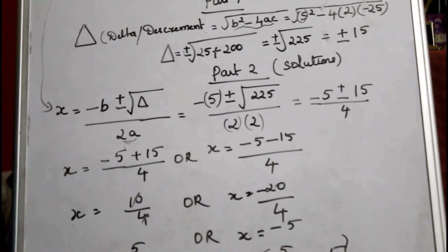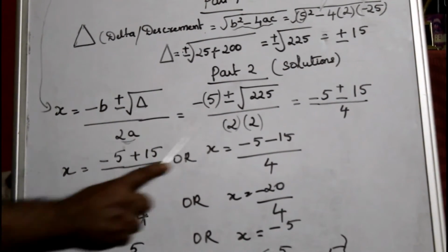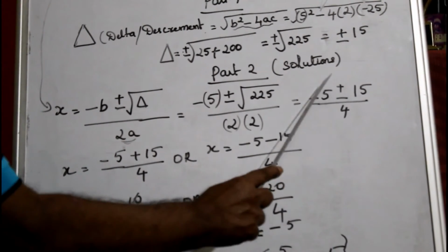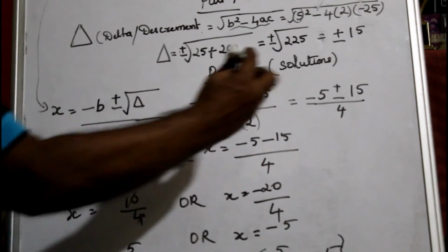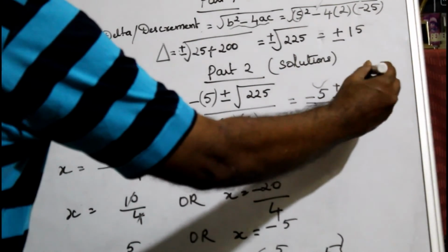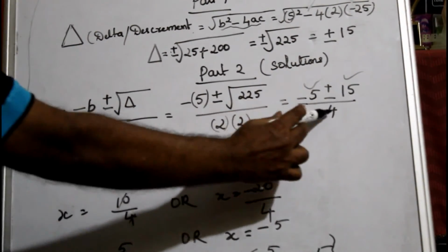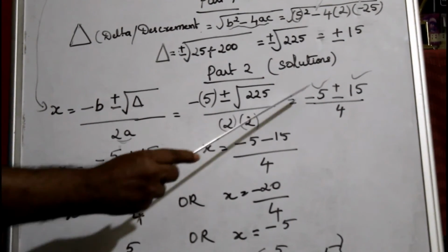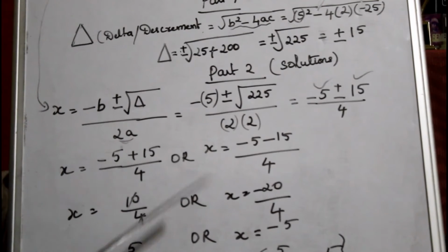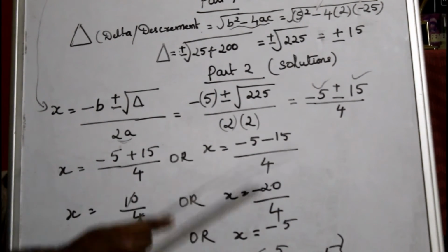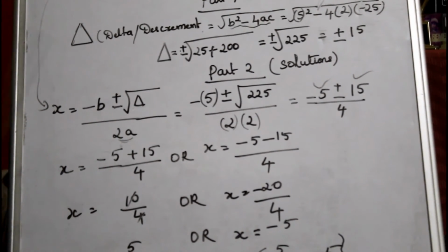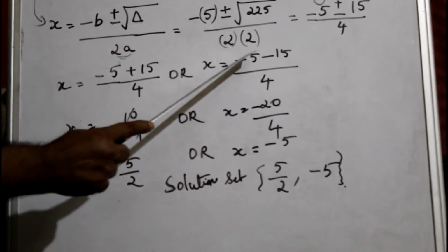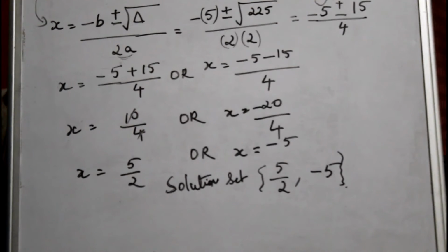2 into 2 is 4. So now what happens? x is equal to, it splits as minus 5 plus 15. This 4 is common to both these numbers, so 4 must be written in the middle. So x is equal to minus 5 plus 15 by 4, or x is equal to minus 5 minus 15 by 4. So x is equal to 15 minus 5 is 10 by 4, or x is equal to minus 5 minus 15 is minus 20 by 4.